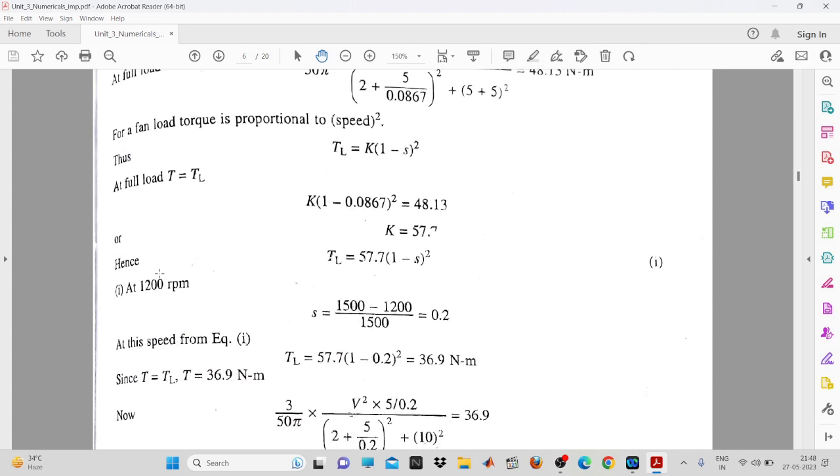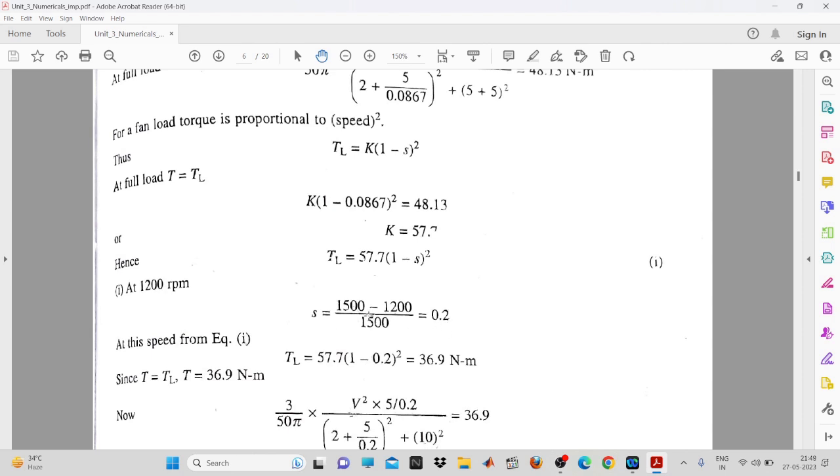Speed has changed, so everything will be changed because slip has changed. No? Slip has changed, and the slip will be having more impact on the rotor. So you need to calculate all these things only. And when the rotor current will be impacted, then it means that the torque is going to change.